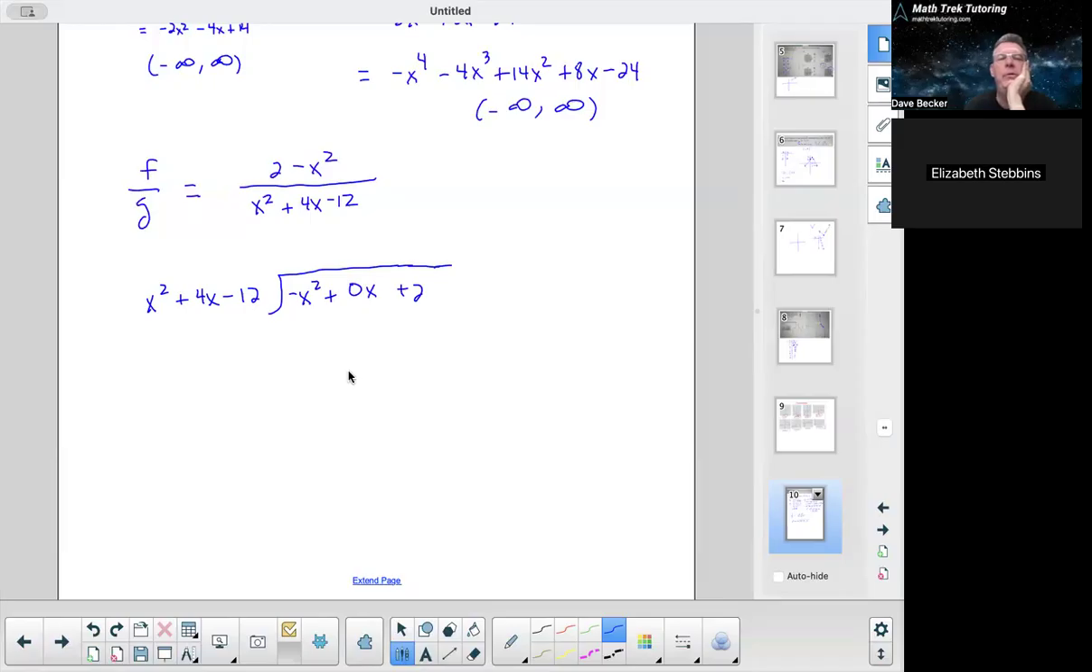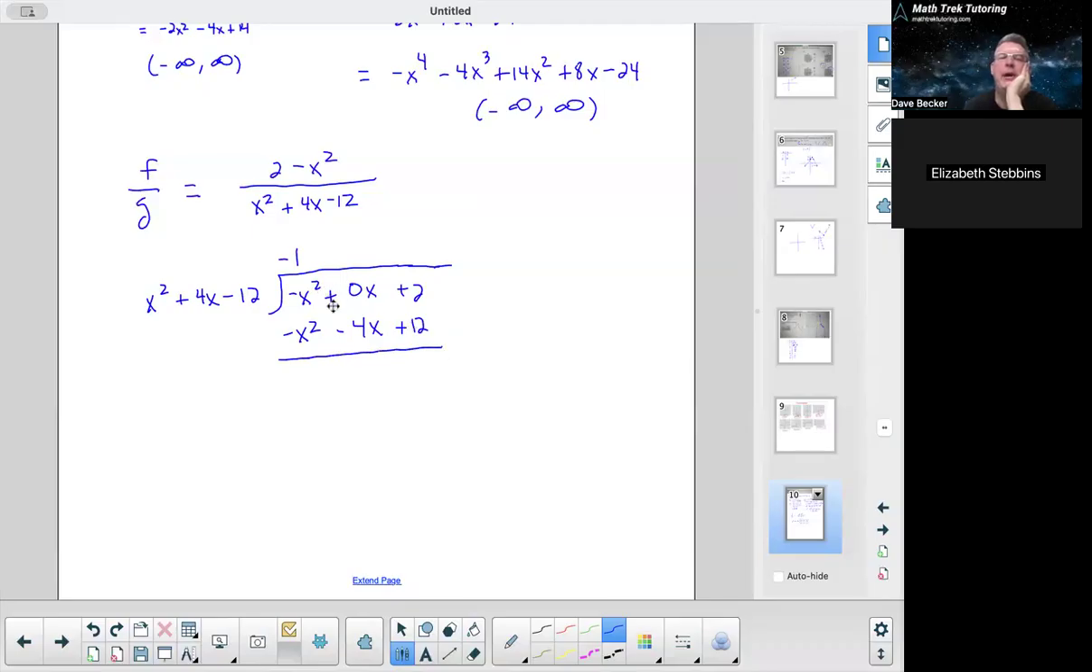And then what we do is we think to ourselves, what times x squared would be negative x squared? Negative 1. Good. So negative 1 times x squared is negative x squared. Then negative 1 times negative 4x is negative 4x. And then negative 1 times negative 12 is positive 12. Is that okay? Yes.